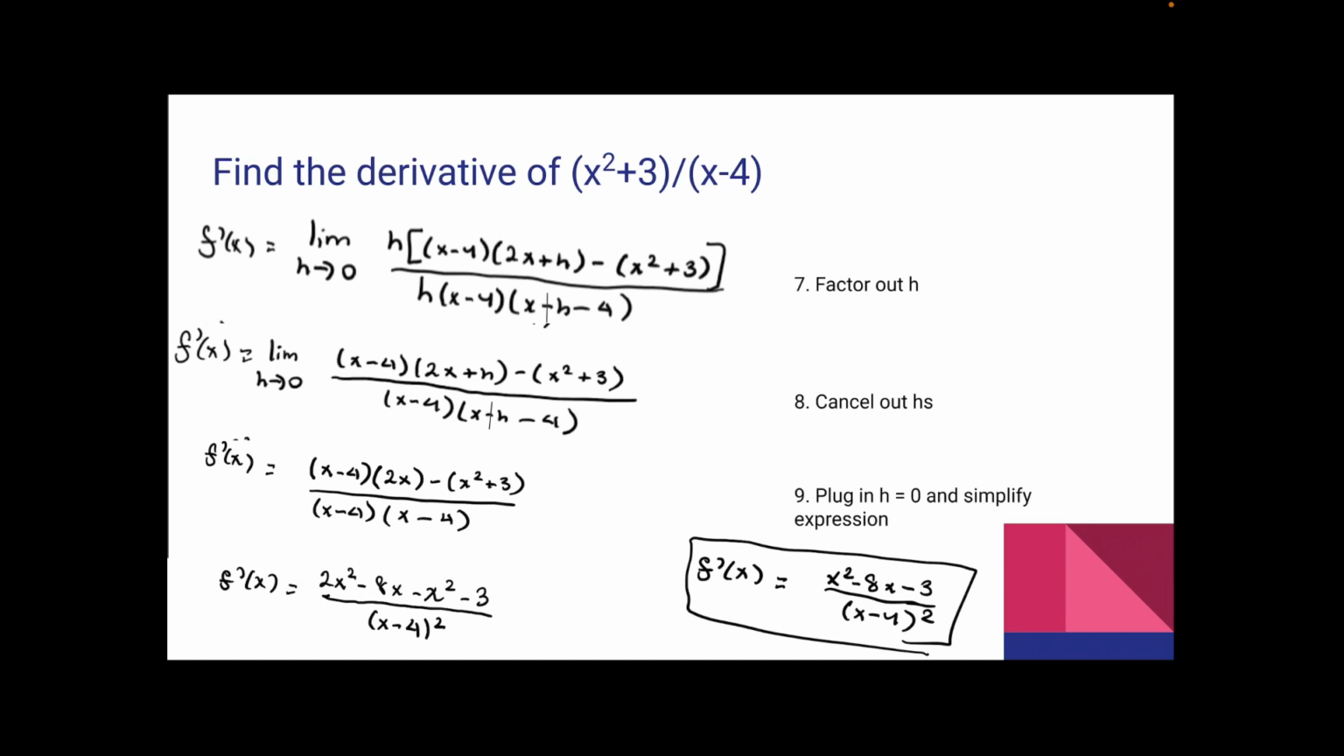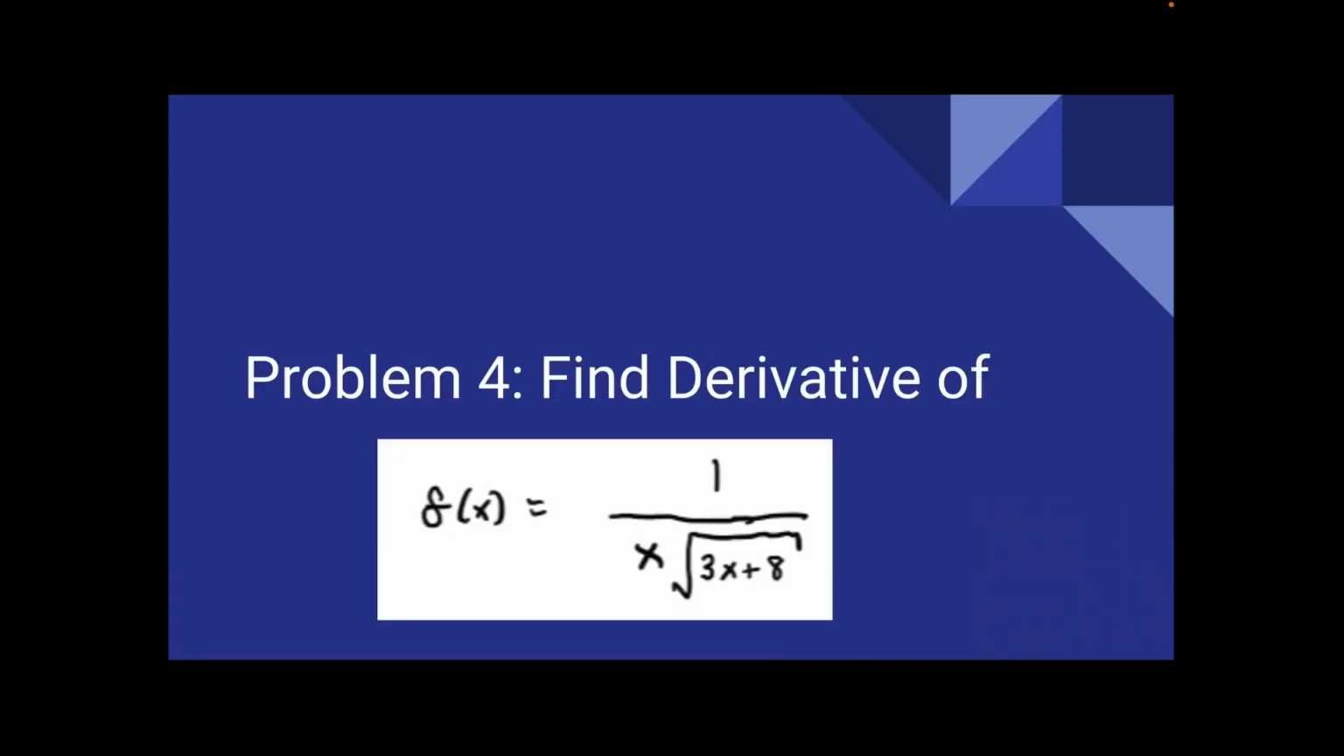You know how to do all of this. You know how to combine like terms. You know how to multiply by the conjugate. You know how to find the common denominator. We just need to apply it through finding the derivative. And this is what we're going to be doing in the next problem.